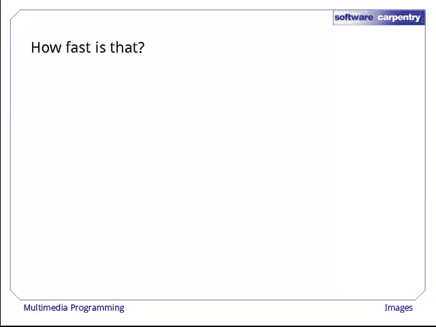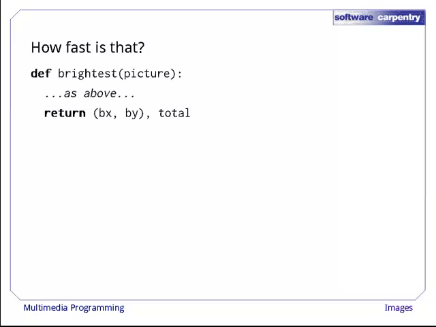Now, how fast was that program? We normally wouldn't bother asking this question unless we were sure performance was a problem, but modern cameras produce gigapixels of information, and doing anything a few billion times is likely to be slow. First, we'll put our code in a function, as we should have done in the first place.